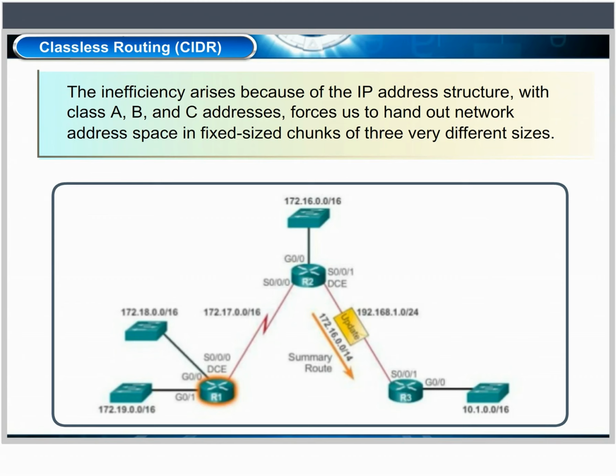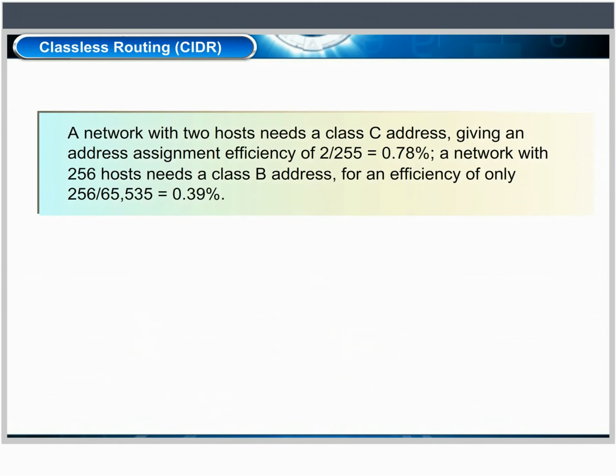A network with two hosts needs a Class C address, giving an address assignment efficiency of 2 by 255, which is equal to 0.78%. A network with 256 hosts needs a Class B address for an efficiency of only 256 by 65,535, that is equal to 0.39%.